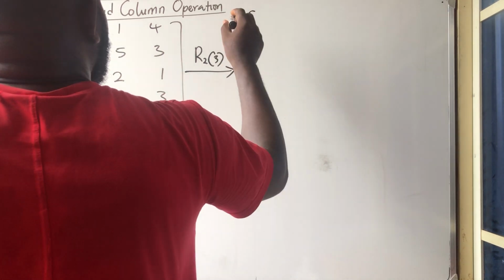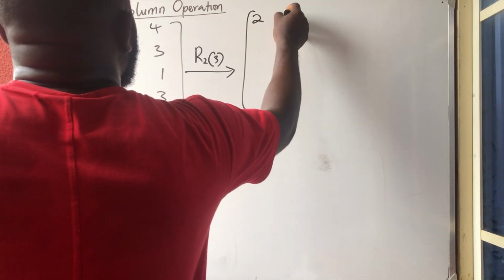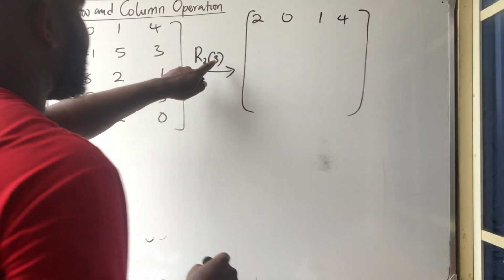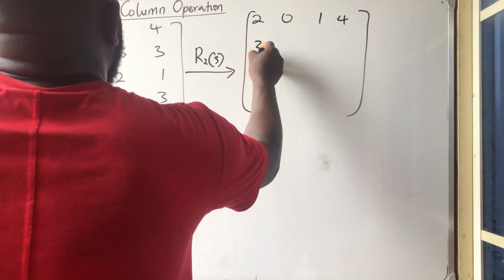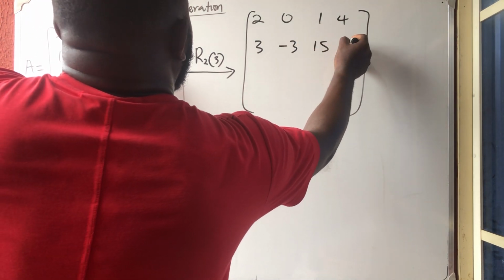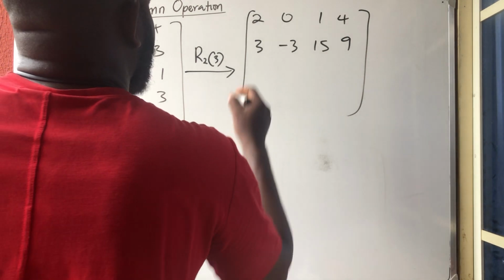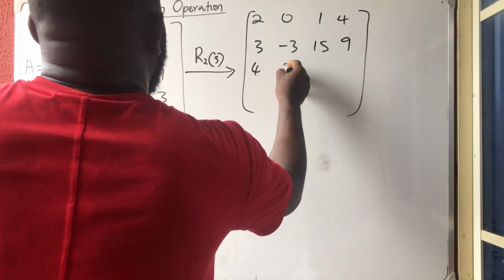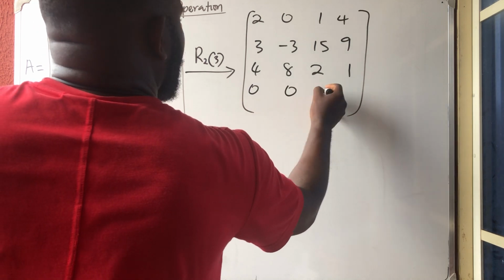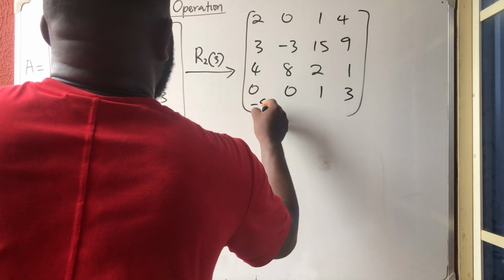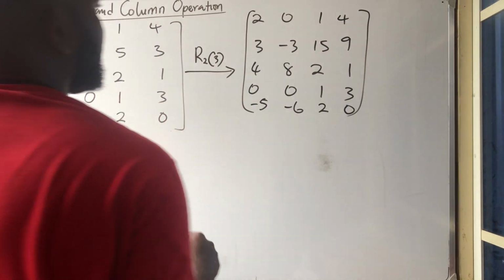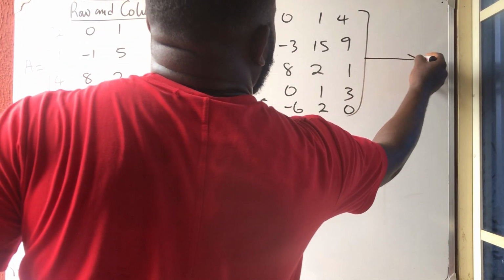So I leave row 1 the way it is, 2, 0, 1, and 4. But row 2 we are multiplying by 3. So 3 times 1 is 3, 3 times minus 1 is minus 3, 3 times 5 is 15, 3 times 3 is 9. Then leave the rest the way they are. 4, 8, 2, 1, 0, 0, 1, 3, minus 5, minus 6, 2, and 0.